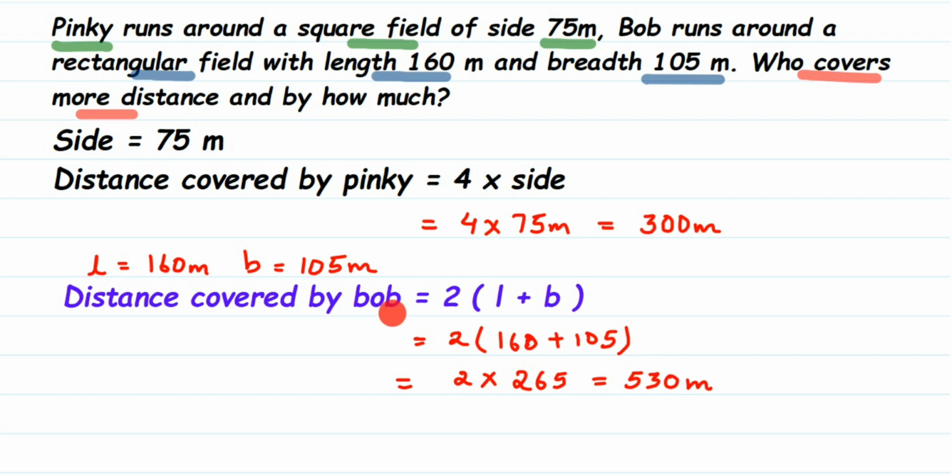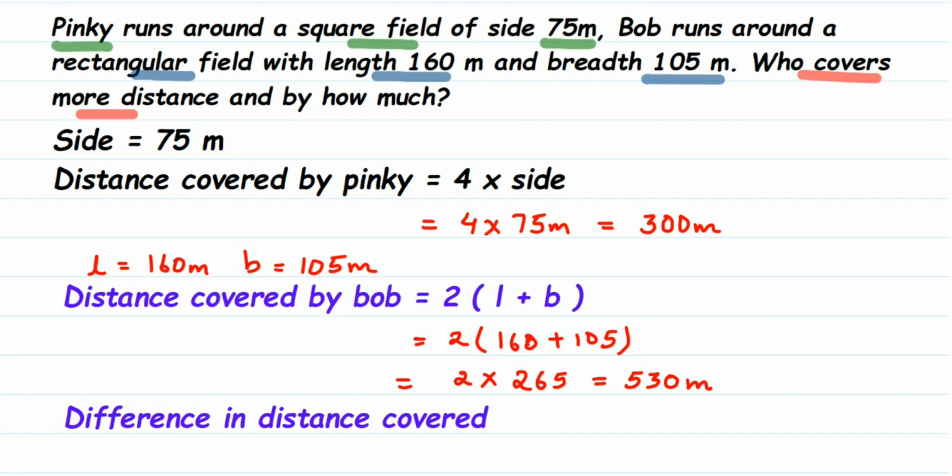So the first question is, who's covered more distance? So Bob has covered more distance here. Then the second question is by how much, which means we have to find out the difference between the distances. So let's find out the difference here. The difference in distance covered will be equal to, we have to just subtract both the values. One is 530, so 530 minus 300, which will be equal to, when you subtract these two values, it will be equal to 230. So 230 meters.